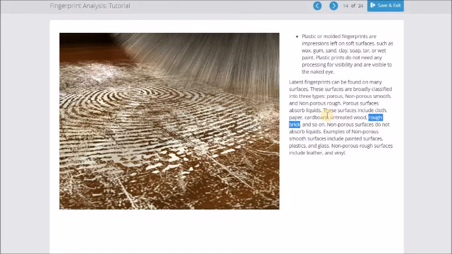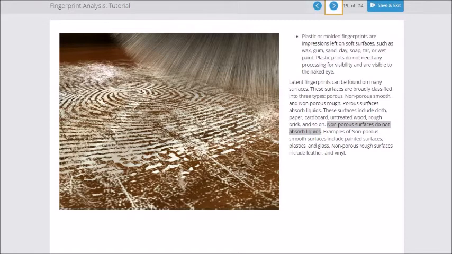Believe it or not, you can get fingerprints off of cloth or paper or cardboard. I can't believe it, but you can. Non-porous surfaces don't absorb liquids, okay? And you got smooth ones like painted surfaces and glass, and you got rough ones like leather and vinyl, okay?